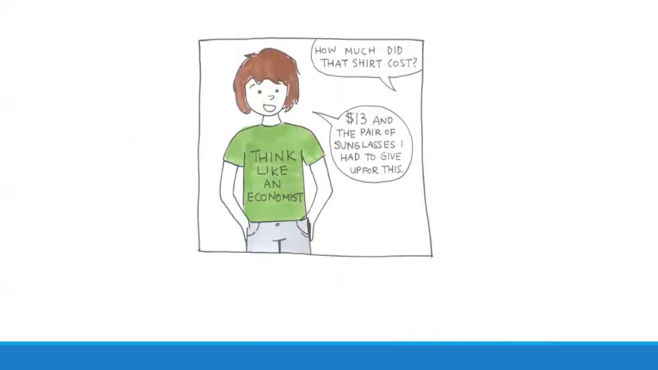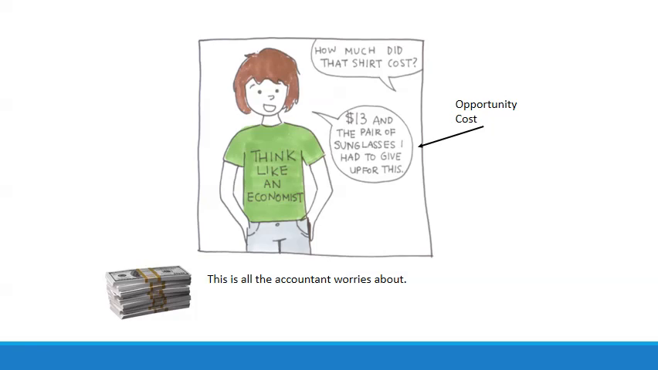So to give you an idea, if we look at this cartoon here, it says, how much did that shirt cost? Well, $13 and the pair of sunglasses I had to give up for this. So from an economic standpoint, it's not just the money that we pay, but it's also what we're giving up, that opportunity cost. Cash is all the accountant worries about. That's typically all you ever worry about, because you're only thinking about the opportunity cost in the back of your mind. But that's really what we're talking about here: what are we giving up when we pay for that?